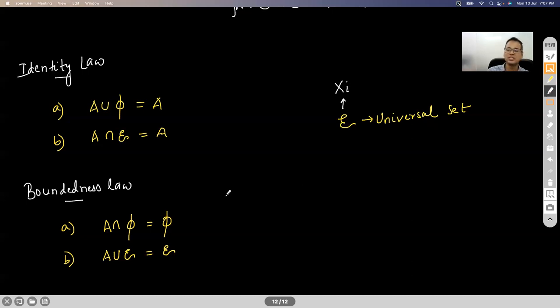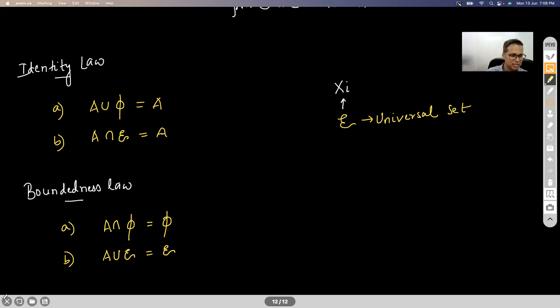Okay. I can write U. See, why I don't write U is because you may mix it with the union operation. That's why. So why has this been given the name boundedness law? Boundedness law is because no matter whatever is your set A, its intersection with a null set will be bounded, it will just drop down to the null set. So it's bounded by a null set, right? Yes. So intersection of any set with a null set will go as low as a null set, not any further than that. Similarly, union of a set with a universal set will go to the universal set. So it's bounded by null and the universal set, so as to say.